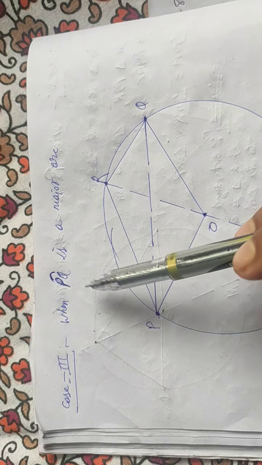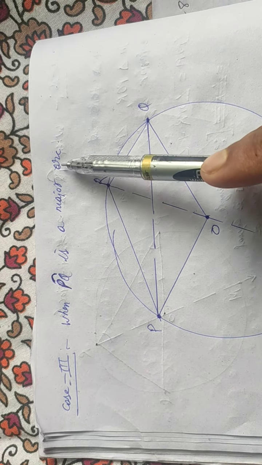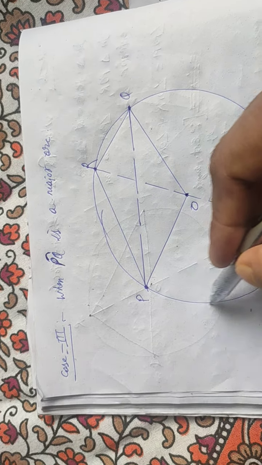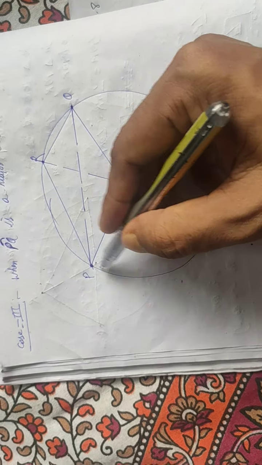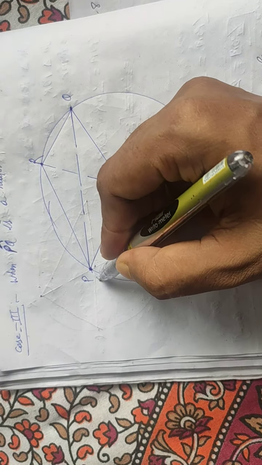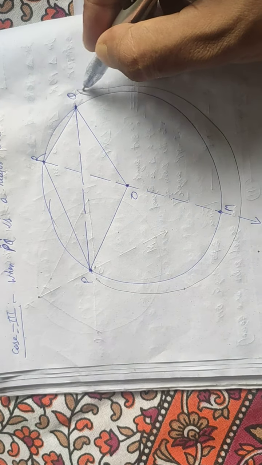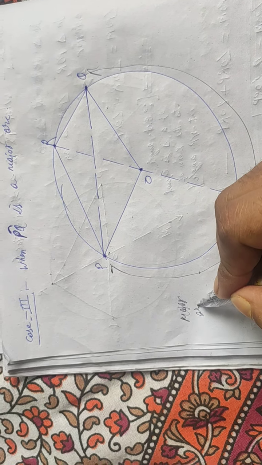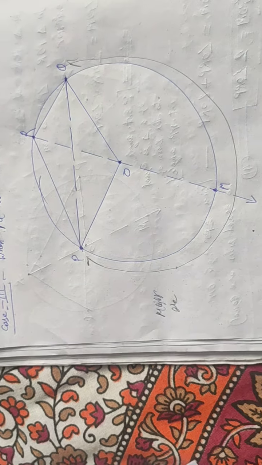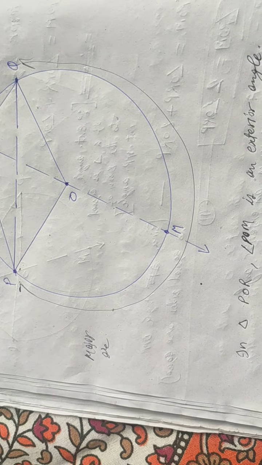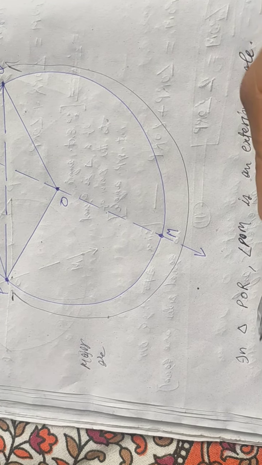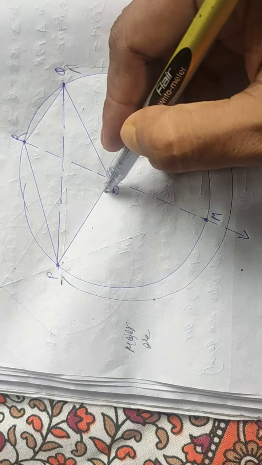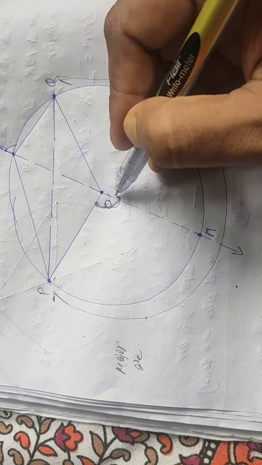For the case 3 is when PQ is a major arc. Major arc means I am taking the major arc here, the downward part. Okay, the downward part, this is what? This is the major arc. Major arc PQ. Clear? Now in triangle POR, the same way we will be proving. In triangle POR, this is the exterior angle, right? This is the exterior angle.